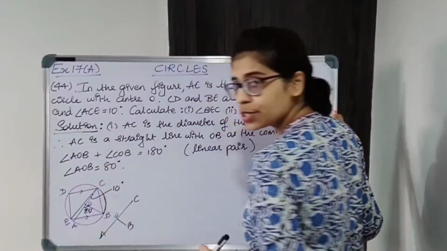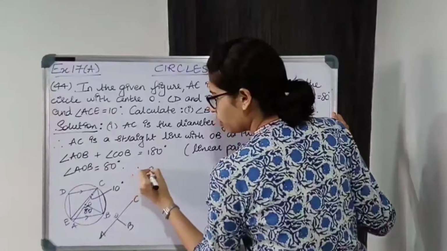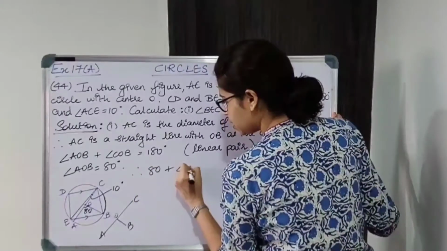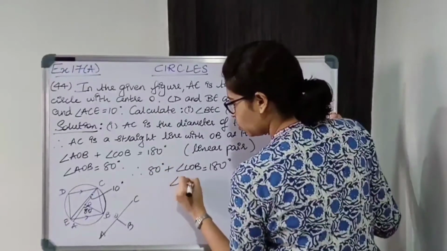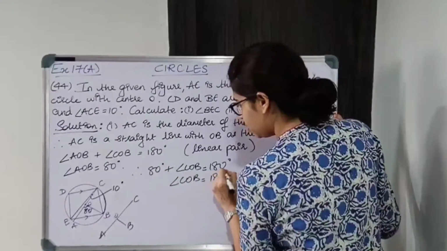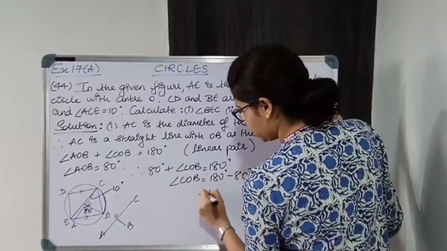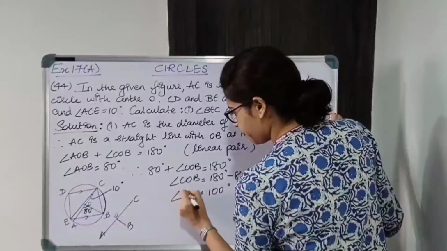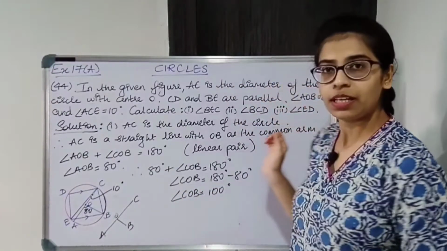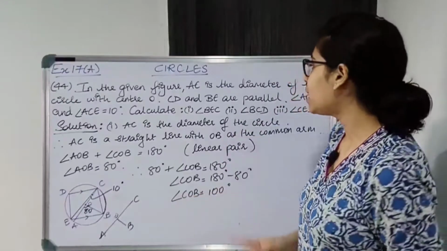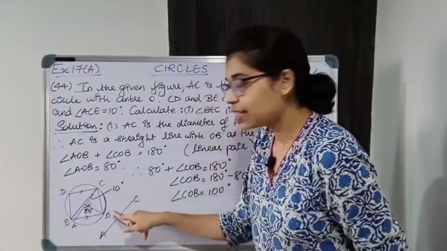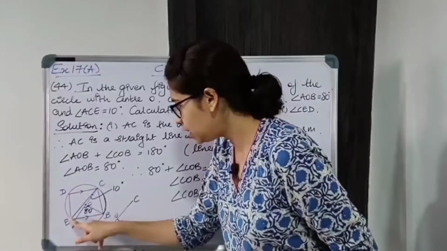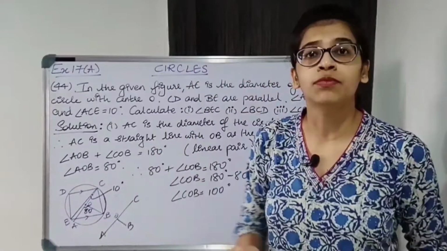It is given to us. So therefore 80 plus angle COB is equal to 180 degrees. So angle COB is equal to 180 minus 80. So that gives 100 degrees. Okay, so we found angle COB, but our aim is to find angle BEC. COB is the angle at the center and BEC is the angle on the circumference.